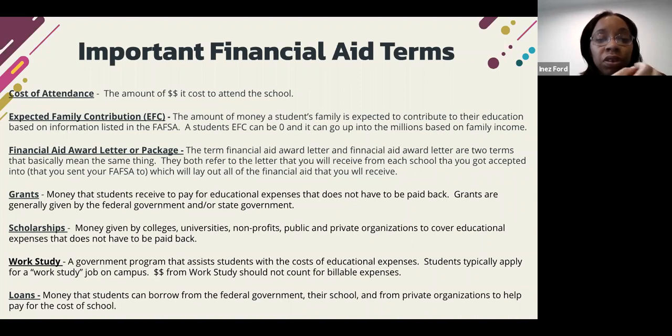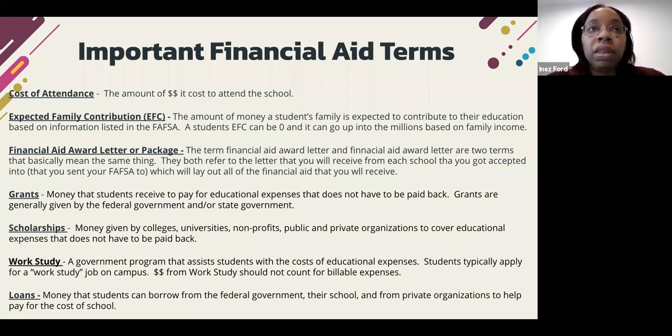Expected family contribution, that's the amount of money a student's family is expected to contribute to their education based on the information that's listed on the FAFSA. That's why when you fill out your financial aid forms, you have to give information about your parents' financial status, like how much money they make. That's because the whole point of that is to figure out your EFC. So obviously, your EFC can be 0 and it can go up into the millions.